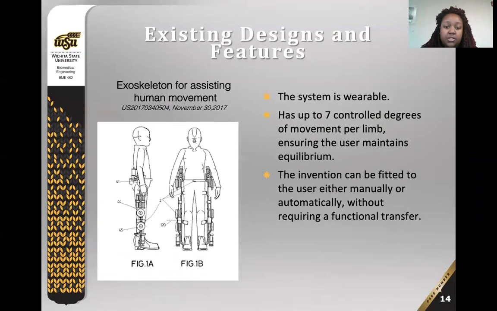The third existing design found was the exoskeleton for assisting human movement. Like the others, it is wearable and has up to 7 controlled degrees of movement per limb, ensuring user equilibrium. It can be fitted to each individual patient without requiring a functional transfer.